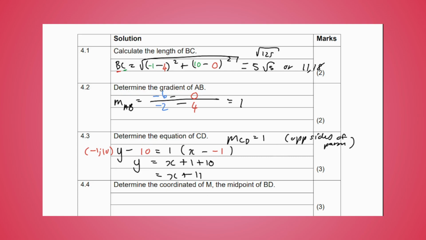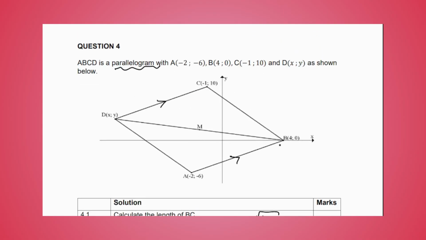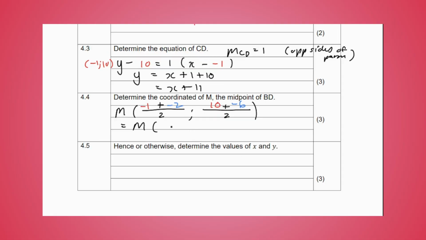Then, determine the coordinates of M, the midpoint of BD. They're telling you M is the midpoint of this line. But because we know our properties of a parallelogram, we know it's also the midpoint of CA. We don't have D, so we can't find that point. But we can find the midpoint of CA, and then it's the same midpoint. So you substitute in your points. Remember, a pair goes together, both in front, both in back. And then you should be getting negative 3 over 2 and 2, or, of course, this could have been negative 1.5.